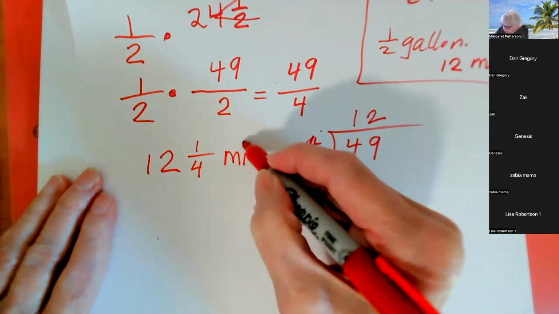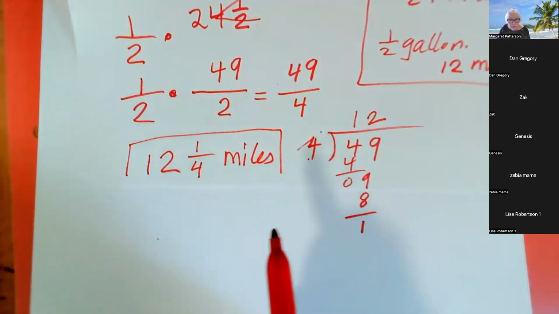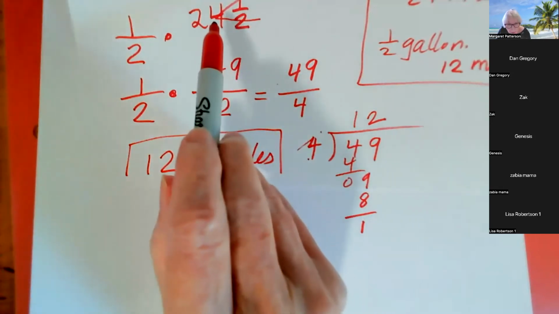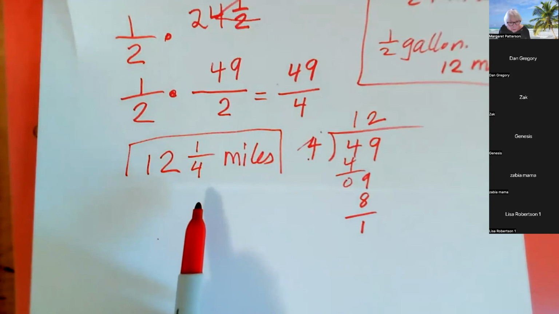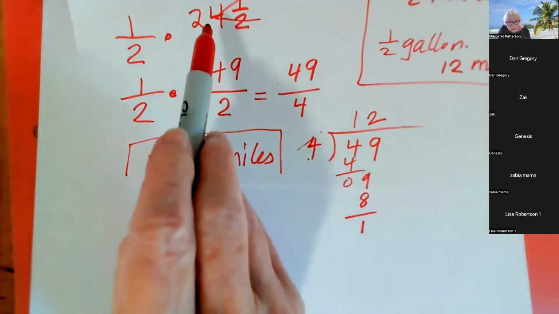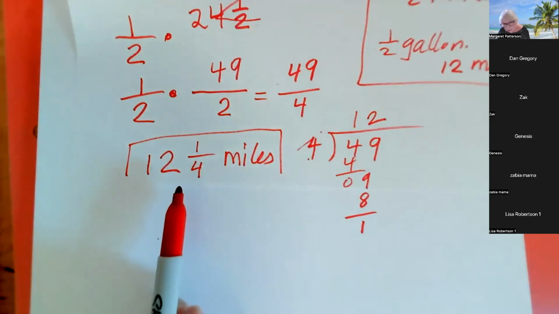And the answer was in miles. Does this make sense? When you have 24 miles for 1 gallon, you only have 1/2 gallon. Does this seem right? You'd only go half as far.